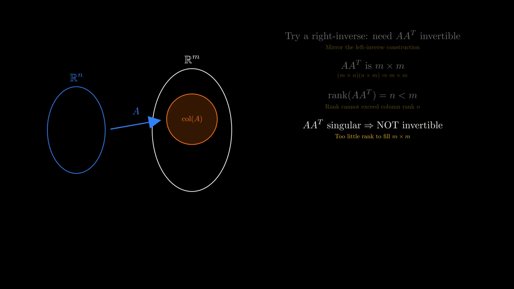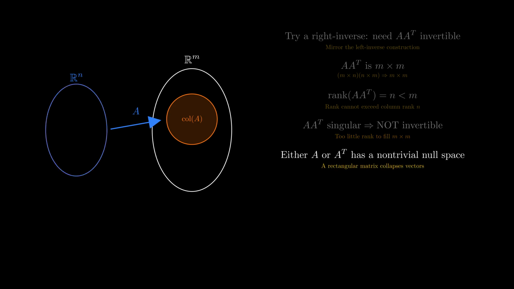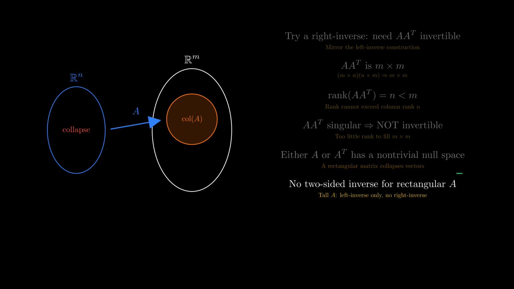The deeper reason is this. A rectangular matrix can never be inverted from both sides because either A or A transpose always has a non-trivial null space. Something always gets collapsed, and you cannot undo a collapse from both directions.